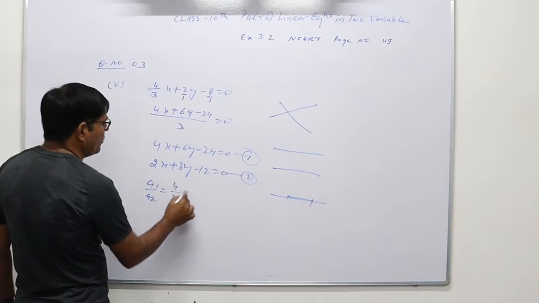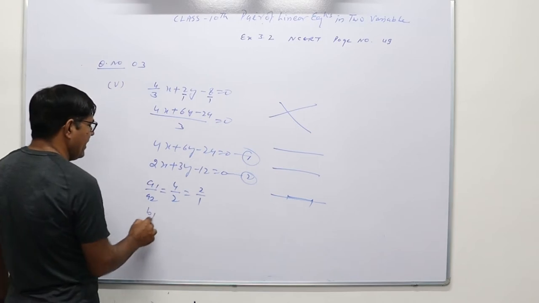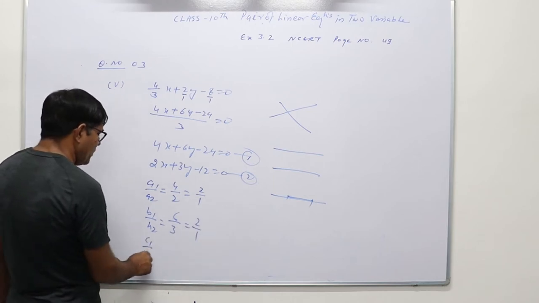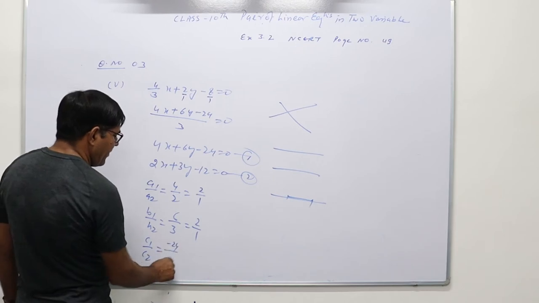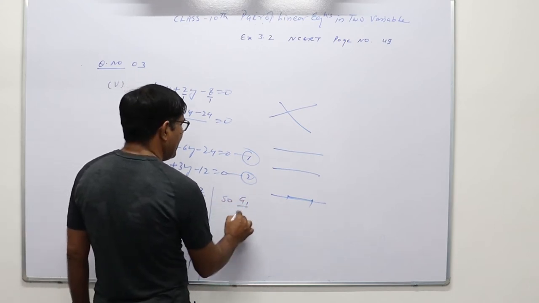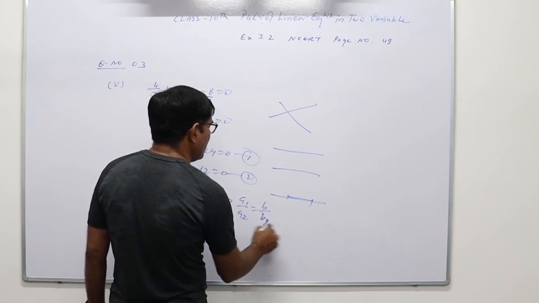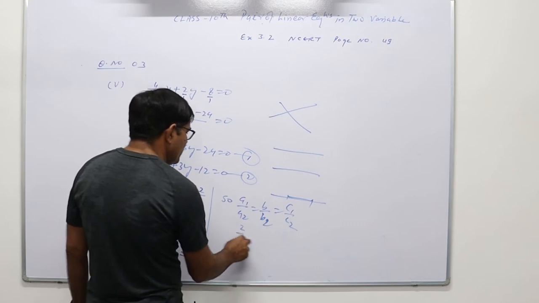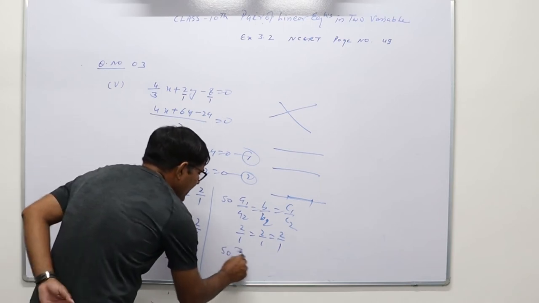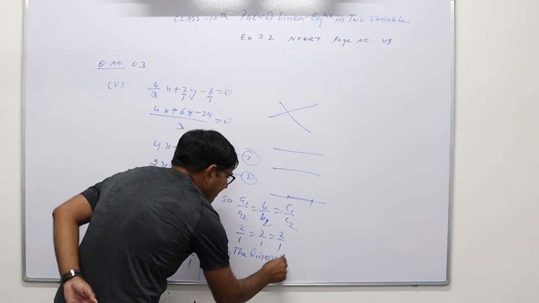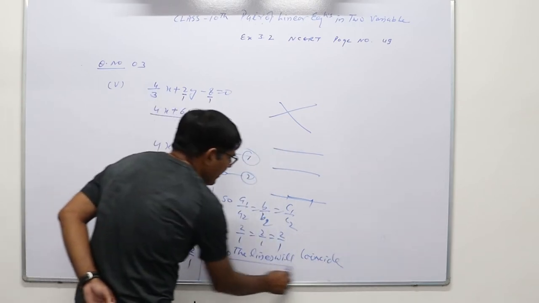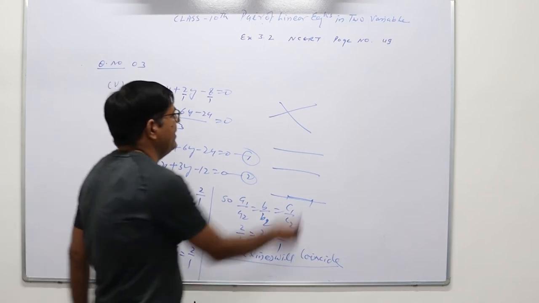a1 upon a2, 4 upon 2, that is 2 is to 1. Then b1 upon b2, that is 6 upon 3, that is again 2 is to 1. Then c1 upon c2 is equal to minus 24 upon minus 12, again 2 is to 1. So a1 upon a2 is equal to b1 upon b2 is equal to c1 upon c2, that is 2 is to 1 equals 2 is to 1 equals 2 is to 1. So the lines will coincide. If the lines coincide, then the system will be consistent and dependent.